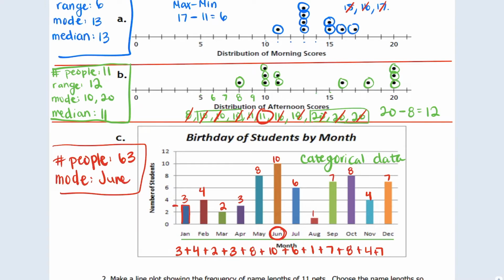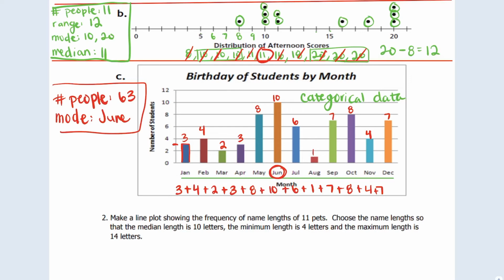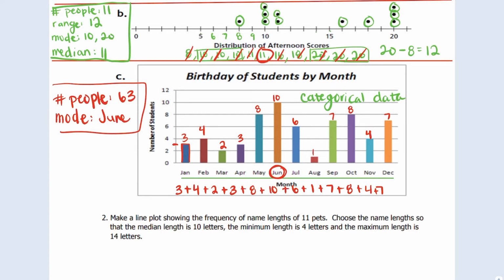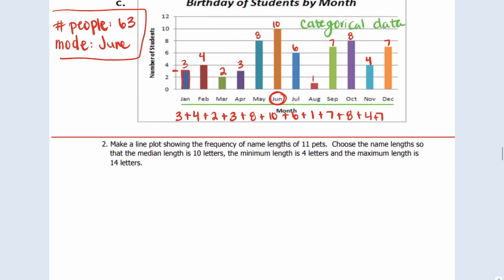Okay. All right. Question number 2. I want you guys to go ahead and draw another line in between the birthday graph and number 2, because number 2 is its own separate question. It does not have to do with that graph there. Okay. All right. So this one is a little tricky.